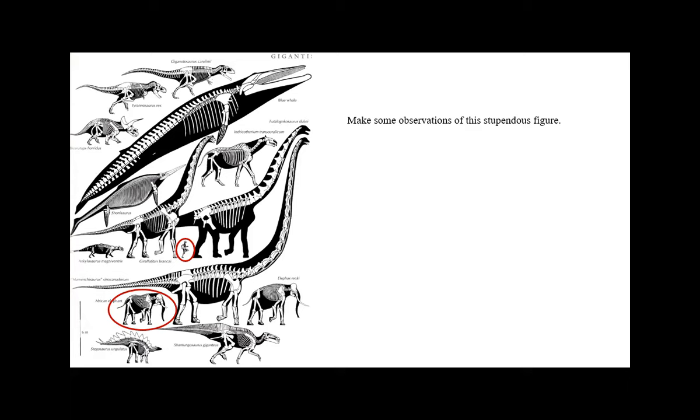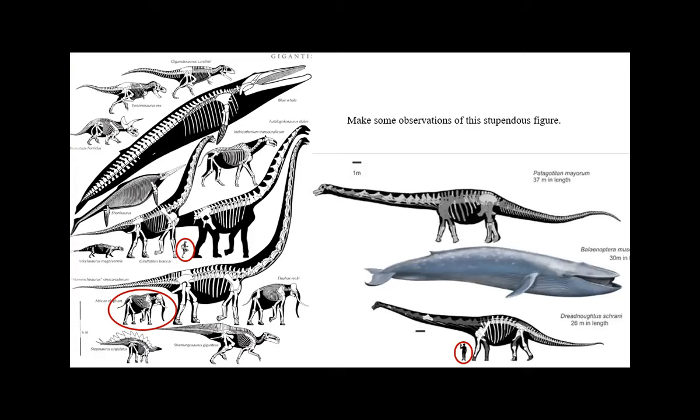Oh, and just because I already relabeled the human and the elephant, here's just a couple more sauropods. All five of those sauropods are different taxa. They're different species. They're not the same thing repeated. But they're all to scale. I scaled the dudes. Blue whale's the same.